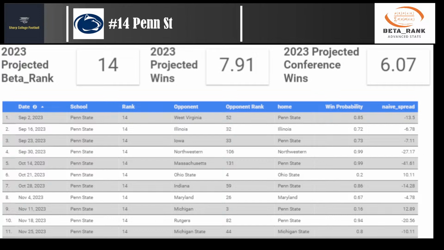Illinois, this is where things get interesting. I do like the hires that Bielema has made. I like his offensive coordinator hire. I think, for what Bielema wants to do, they have a chance to be interesting and good. But they do lose their terrific defensive coordinator, Ryan Walters, off to be the head coach at Purdue.